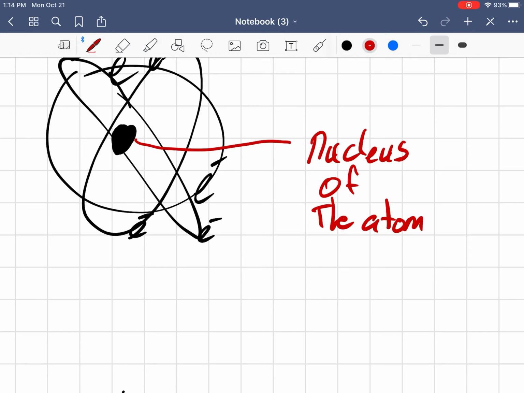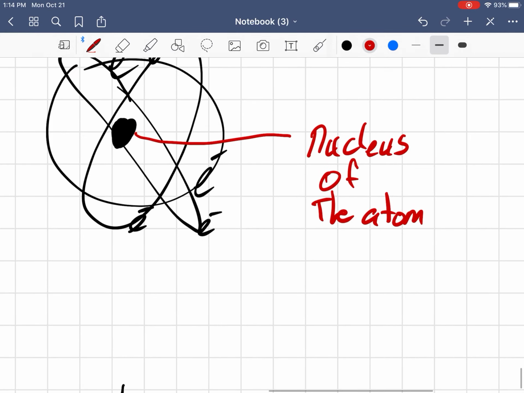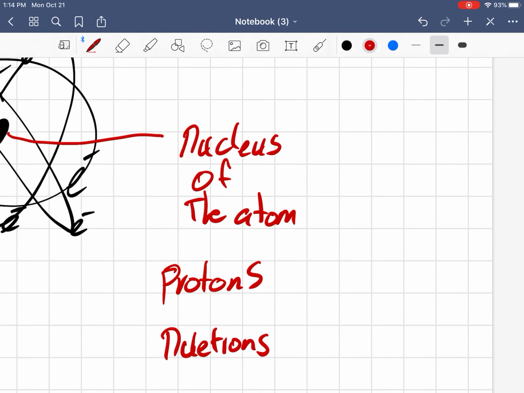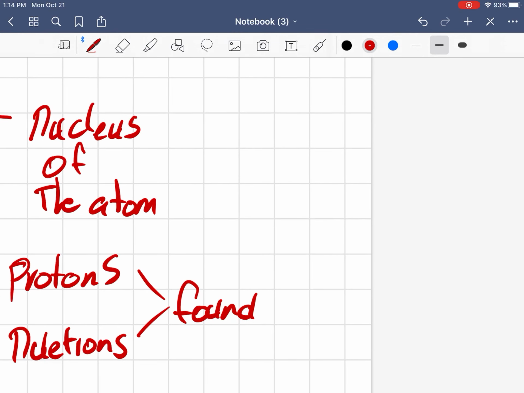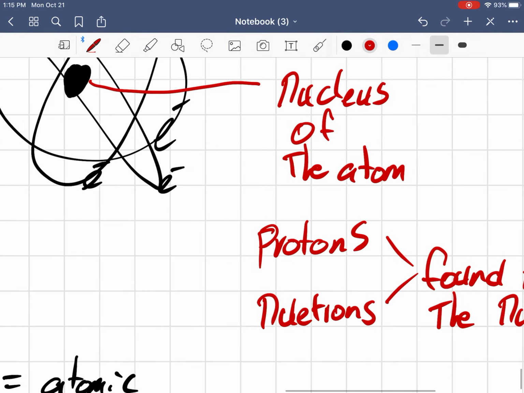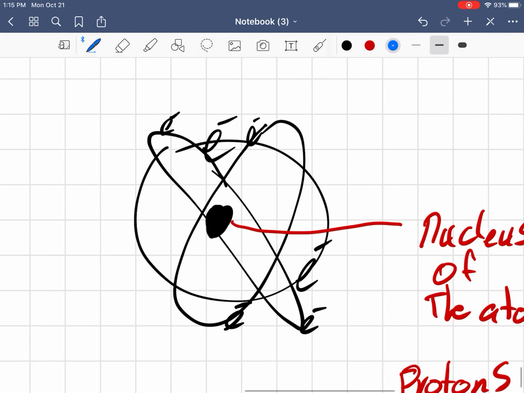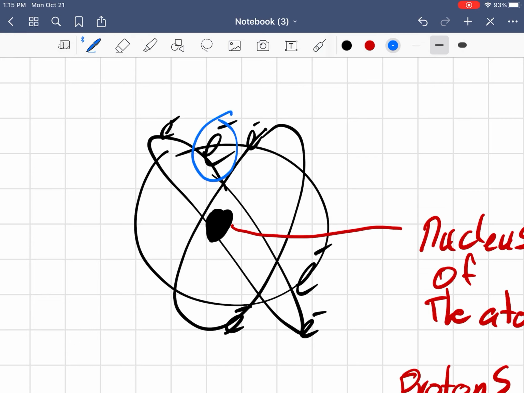So we would say protons and neutrons are found in the nucleus. Then, out here on the outskirts, we have our electrons. All these different electrons everywhere.